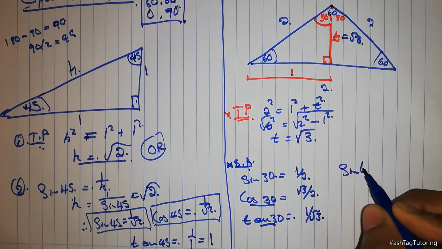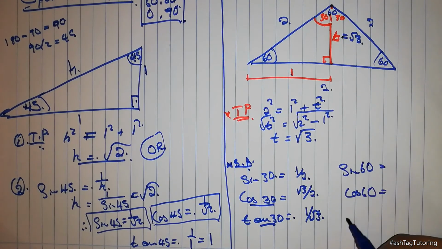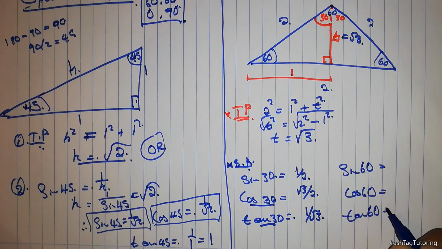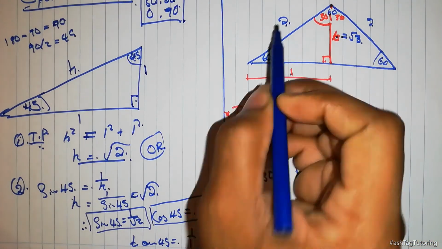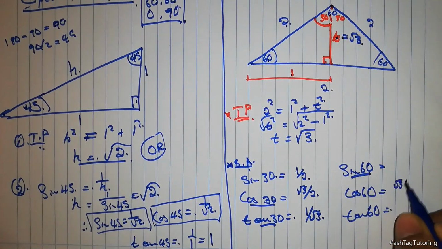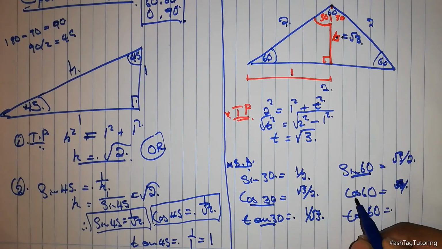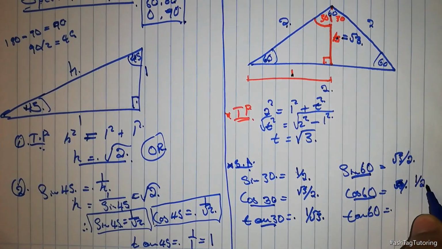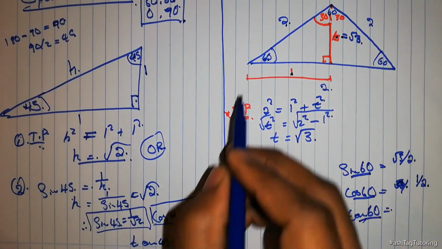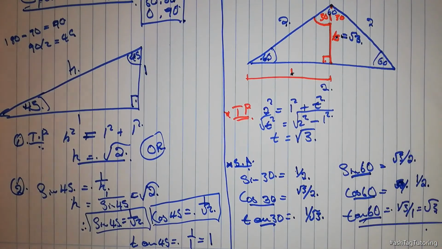Okay, now again, you can use the same triangle to get the special angle ratios of 60. So sine of 60 is opposite over hypotenuse, which is here root of 3 over 2. Cos of 60 is adjacent over hypotenuse, that's 1 over 2. Tan of 60 is opposite over adjacent, which is root of 3 over 1. That gives us root of 3.